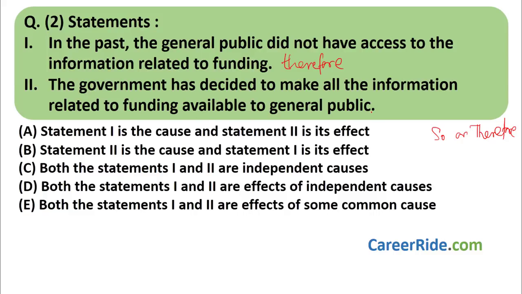Now this makes absolute sense: it was not available earlier, so the government has decided to make the information available. Let us try the other way around. The government has decided to make all the information related to funding available to the general public, therefore in the past the general public did not have it. This does not make sense, right? So only the first type which we did, that is first sentence therefore second sentence, makes sense.